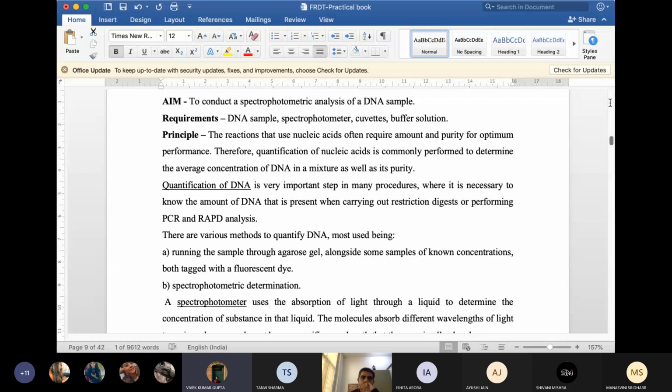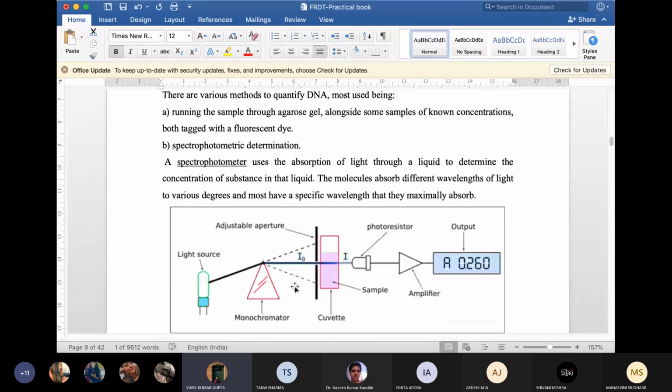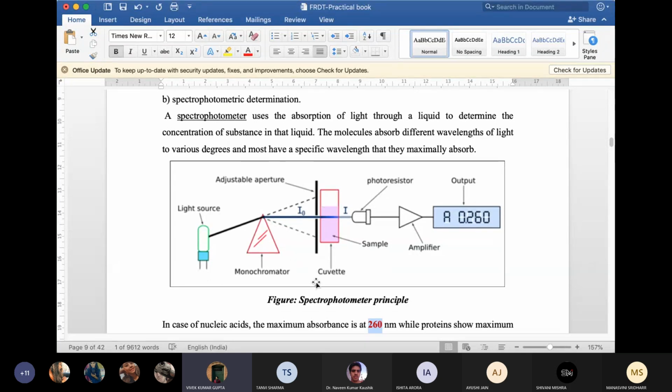The reactions that use nucleic acids often require a specific amount and purity for optimum performance. Therefore, quantification of nucleic acids is commonly performed to determine the average concentration of DNA in a mixture as well as its purity. Quantification of DNA is a very important step in many procedures where it is necessary to know the amount of DNA that is present, when carrying out restriction digests or performing PCR and RAPD analysis.